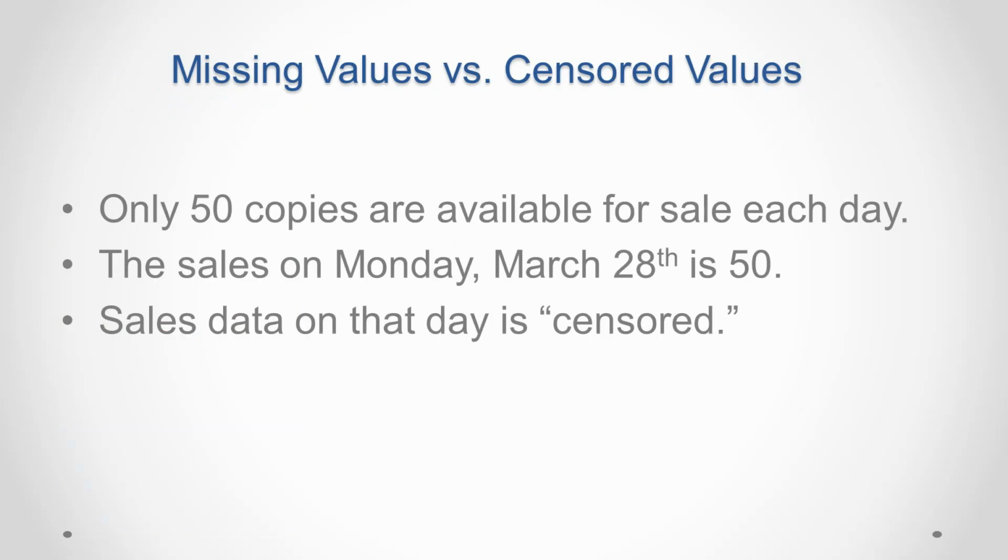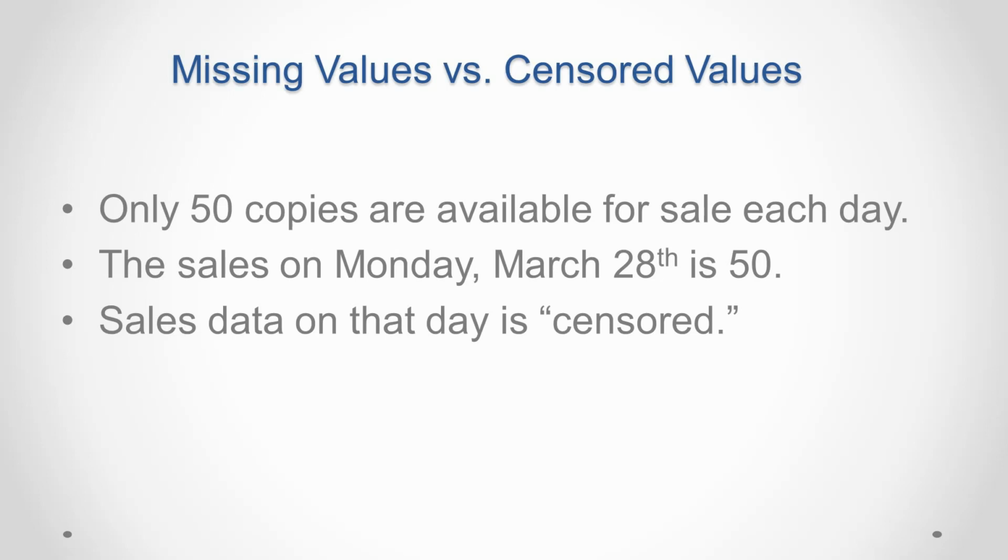Missing values should be contrasted to censored values, which are partially observed values and therefore are not accurate. Censored values also need to be carefully treated in various data analyses. Going back to our example, the sales on Monday, March 28th is 50, which is also the largest sales number in our data set.